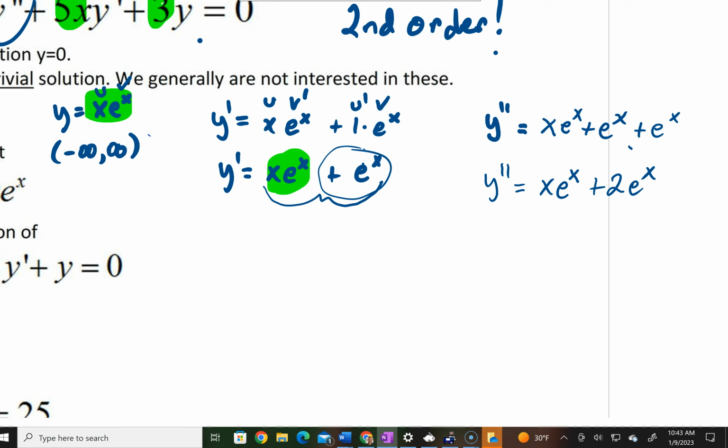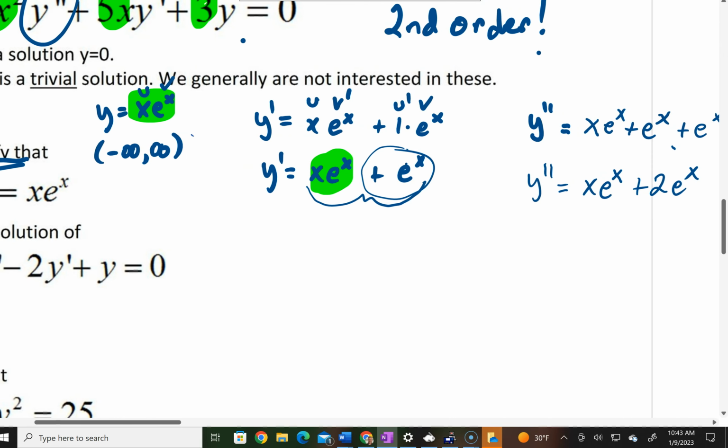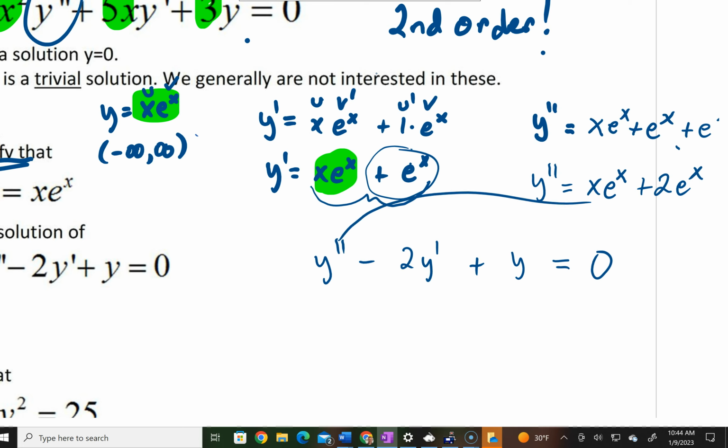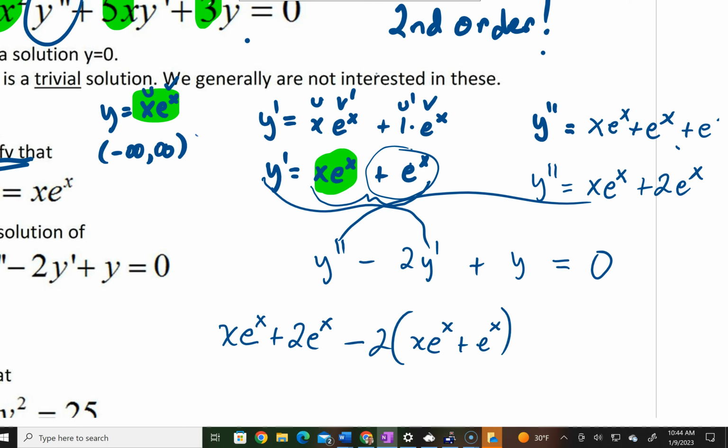And now we have to validate it. We're going to say, look, we've got y double prime minus 2 y single prime plus y. And we're going to say, will that equal 0? Well, look, y double prime is x e to the x plus 2 e to the x. Watch out here. You're going to have to distribute a negative. Your y prime is x e to the x plus e to the x. And then finally, your y is actually x e to the x.